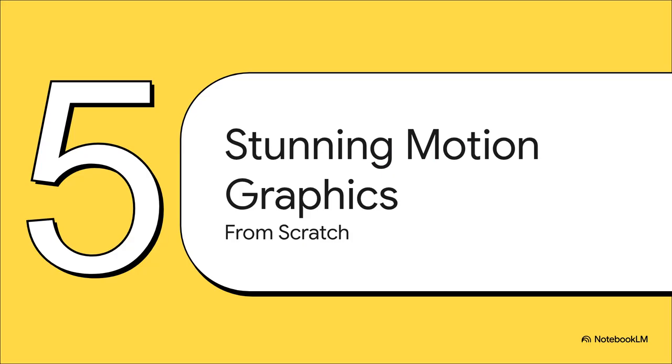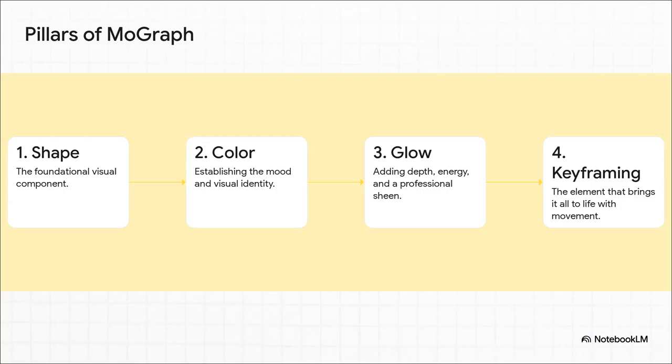Now this is where it gets really exciting. What actually happens when you put all of this together? The masterclass shows exactly how to combine these tools to create stunning, trending motion graphics totally from scratch. The whole creative process is broken down into 4 simple pillars. You start with a shape, then you add color to set the mood, you apply that glow effect for the professional polish, and finally, you use keyframing to bring it all to life with movement. And keyframing, that's just a fancy word for telling the app exactly how you want something to move from point A to point B over time. This approach makes creating complex stuff feel surprisingly methodical and totally achievable.